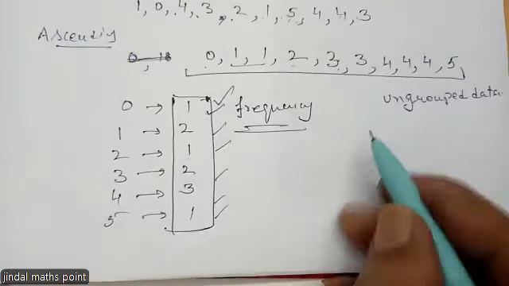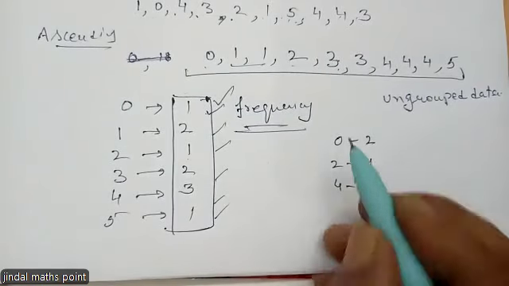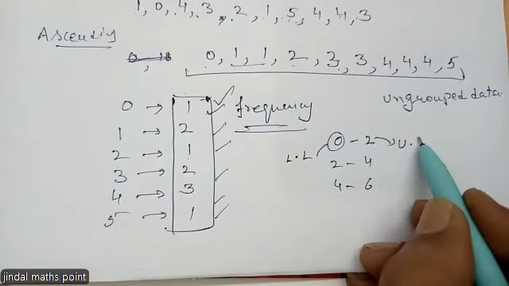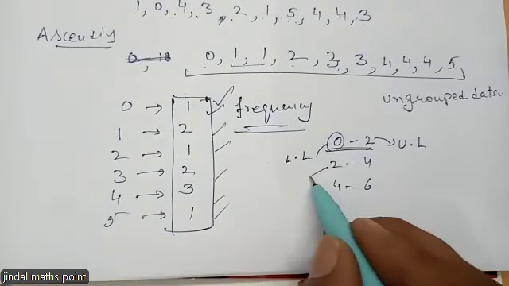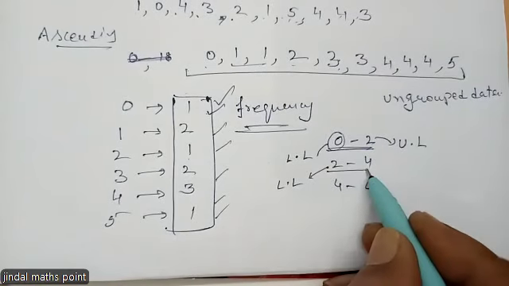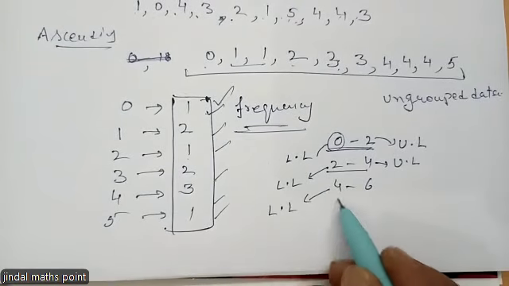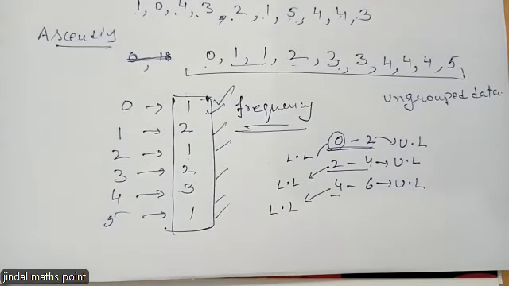If I arrange in grouped data, suppose 0 to 2, 2 to 4, 4 to 6. Here 0 is called the lower limit and 2 is called the upper limit of the first class interval. This is called class interval. 2 is the lower limit of the second class interval, 4 is the upper limit of the second class interval. 4 is the lower limit of the third class interval, 6 is the upper limit of the third class interval, and so on. Understood? Okay.